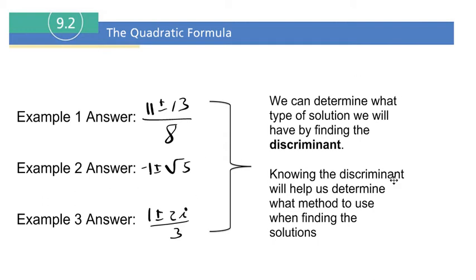Now watch what I wrote over here. I said we can determine what type of solution we will have by finding the discriminant. And what I mean by the type of solution is the following. We actually have a name for this kind of number right here, meaning a number that can be written as a fraction is called a rational number. So basically, I'm just going to say that that's a fraction.